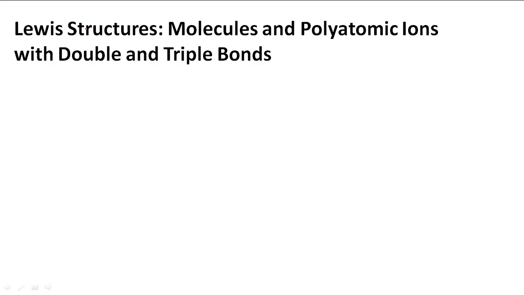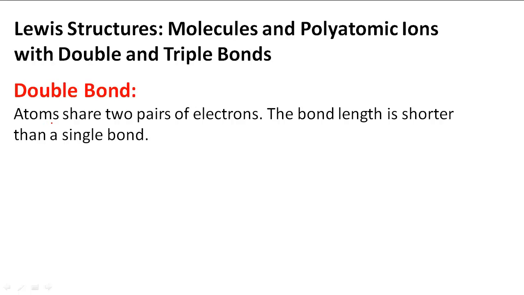Lewis structures, molecules and polyatomic ions with double and triple bonds. What is a double bond? A double bond is when atoms share two pairs of electrons.